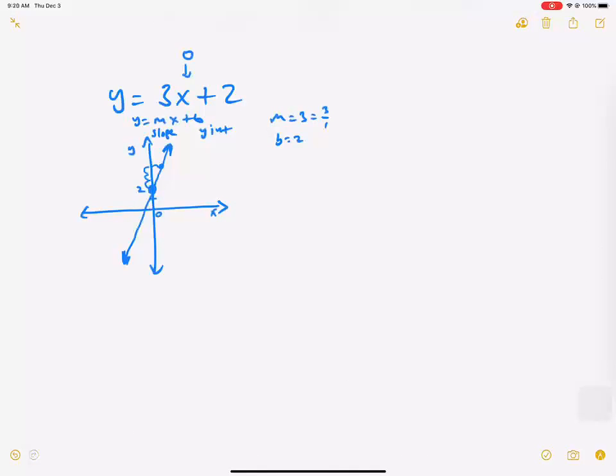So what does this line mean? This is just all the valid points that would make this equation true. This is a graphical representation of this equation.